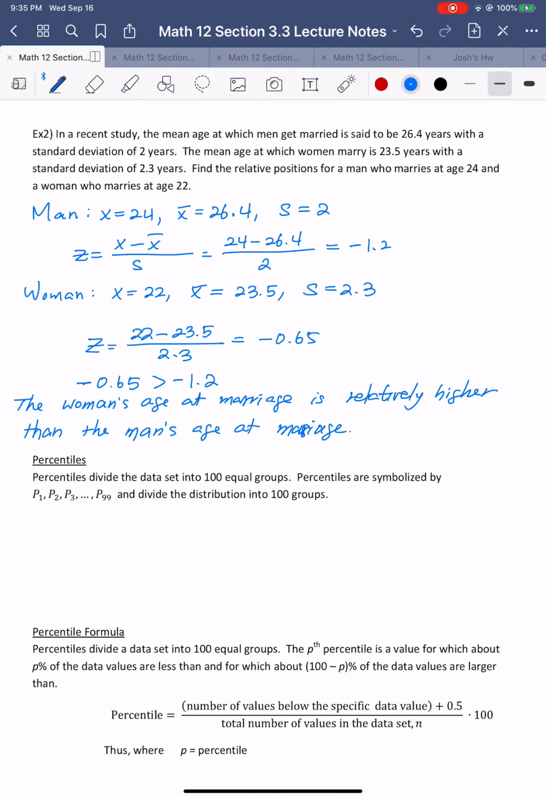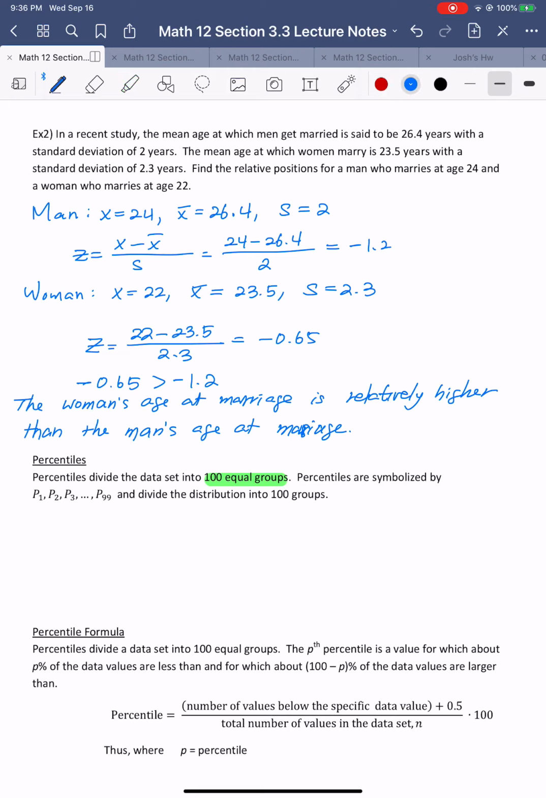Okay, so that's how you figure out the z-score. And then I'm going to talk about percentiles. Percentiles divide the data set into 100 equal groups. So there are 100 equal groups here. Percentiles are symbolized by P1, P2, up to P99, and divide the distribution into 100 groups.